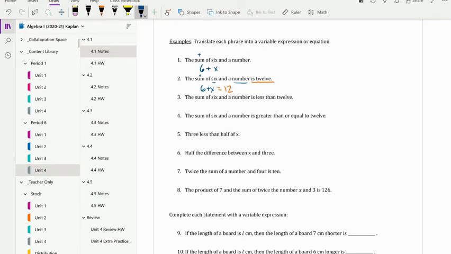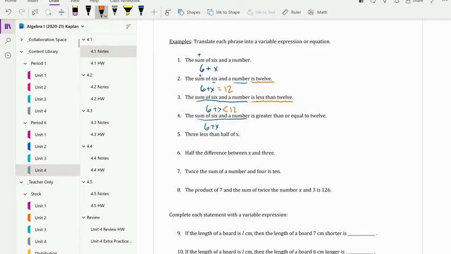Okay, number 3, the sum of 6 and a number. Hopefully we're recognizing we've got the sum of 6 and a number for several of these, but that's always going to look the same. The sum of 6 and a number is 6 plus x, right? 6 plus x for both of these next ones. Is less than 12. Okay, so is means equals, but notice this isn't just is anymore. This is less than. Well, we know what a less than sign looks like, right? Is less than 12.